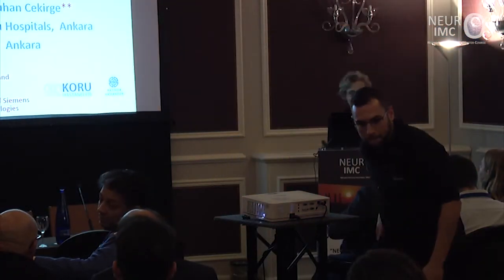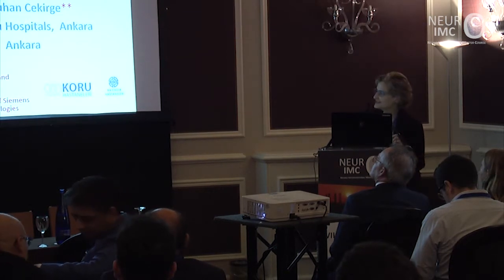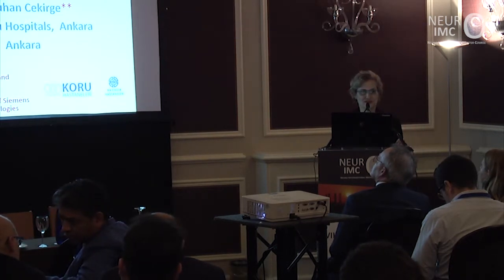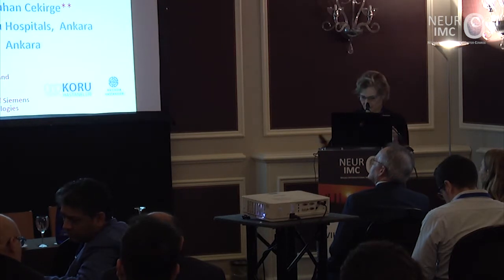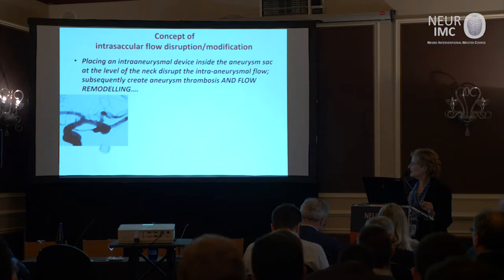Okay. So after the excitement of transvenous AVM embolization, I'm going to talk about the intrasaccular flow modification and long-term results with multiple angiographies. Placing an intraneurysmal device inside the aneurysm sac at the level of the neck disrupts the intraneurysmal flow, creating aneurysm thrombosis and flow remodeling. We are talking a lot of flow remodeling.